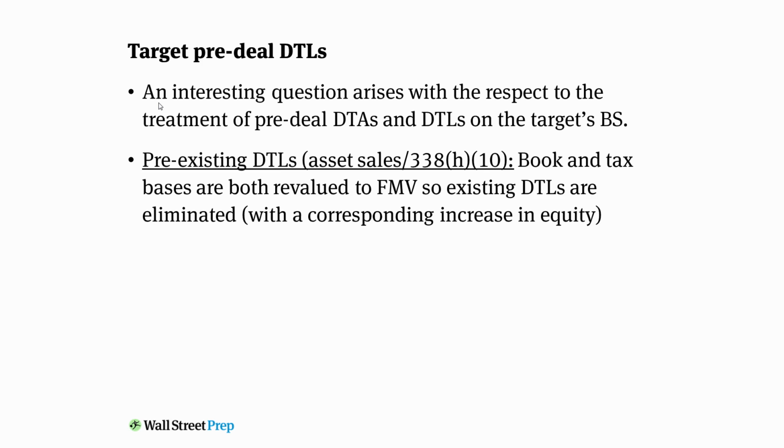tend to be differences between the book values and tax bases, as we've been talking about, of assets. And so if all of a sudden you have an acquisition, whatever the existing differences were, they all get revalued, presumably to the same fair market value. And so all those pre-existing DTLs really just go away with a corresponding increase in equity. So when we build our model, if our target company has some pre-existing DTLs, we're going to want to eliminate them. And that's what you typically see in merger models that correctly handle the accounting. You make the assumption that whatever led to those differences back in the day, pre-deal, are now going away in an asset sale.